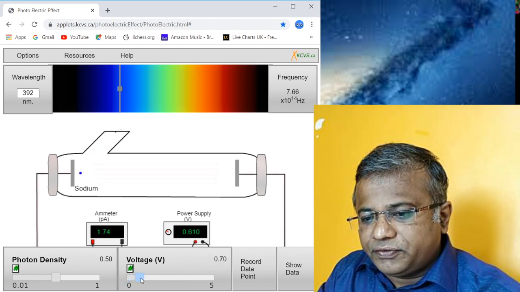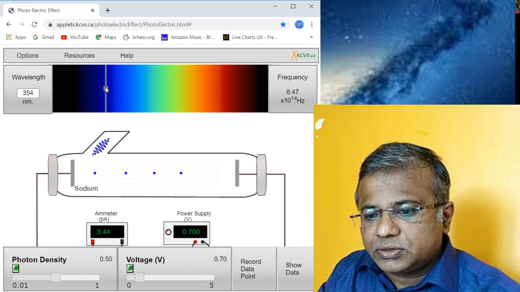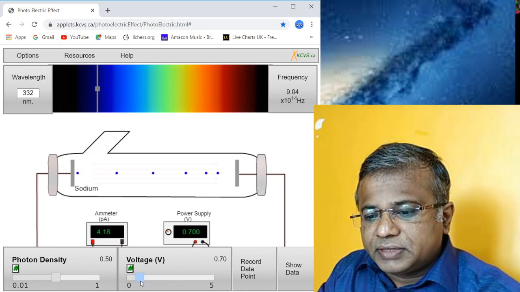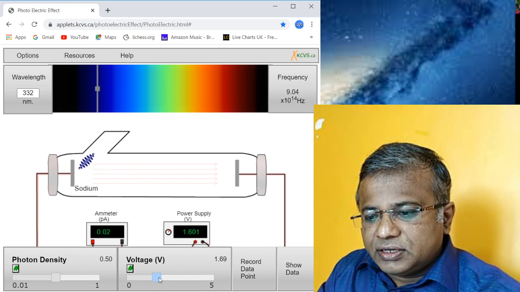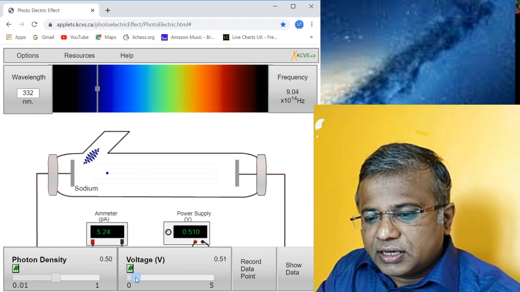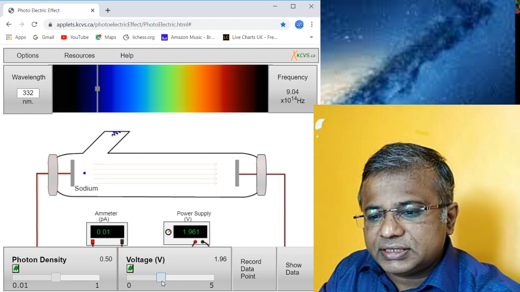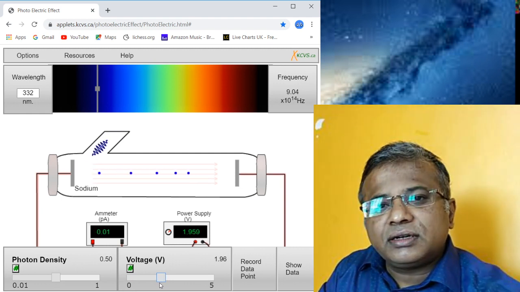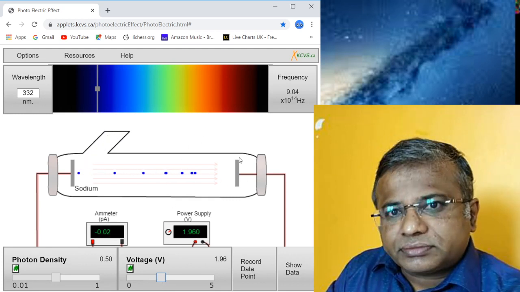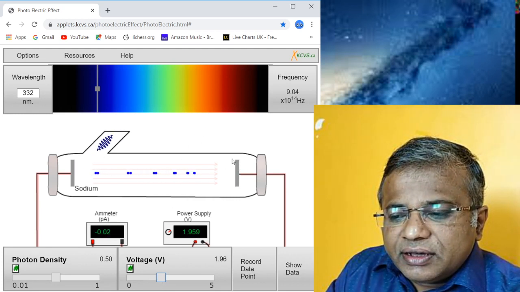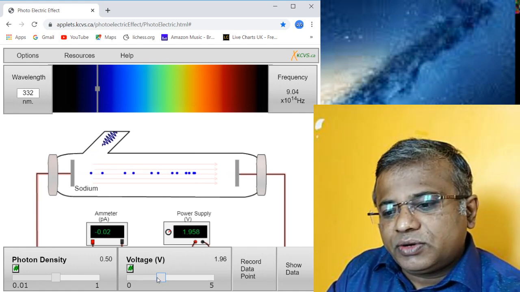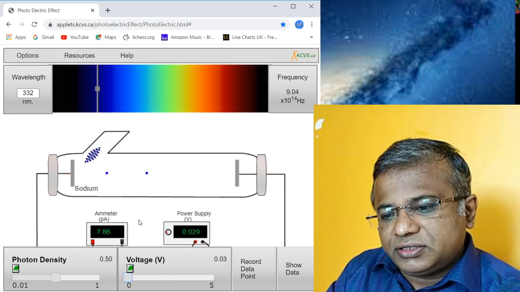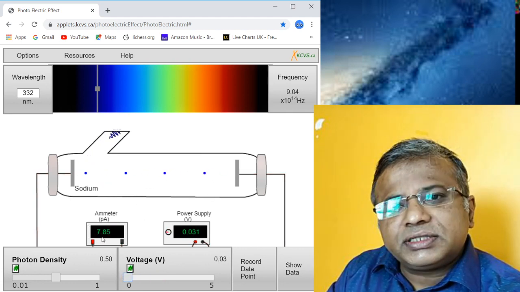See here, as I start increasing this voltage, you have these electrons which are falling. Can you see the photocurrent over here? The photocurrent continuously goes on decreasing as I increase this voltage. What this basically means is that because this plate is negative, it is repelling the electrons. It's not allowing the electrons to go. See what was happening when the potential was almost zero: these electrons were flowing and there was a current over here.